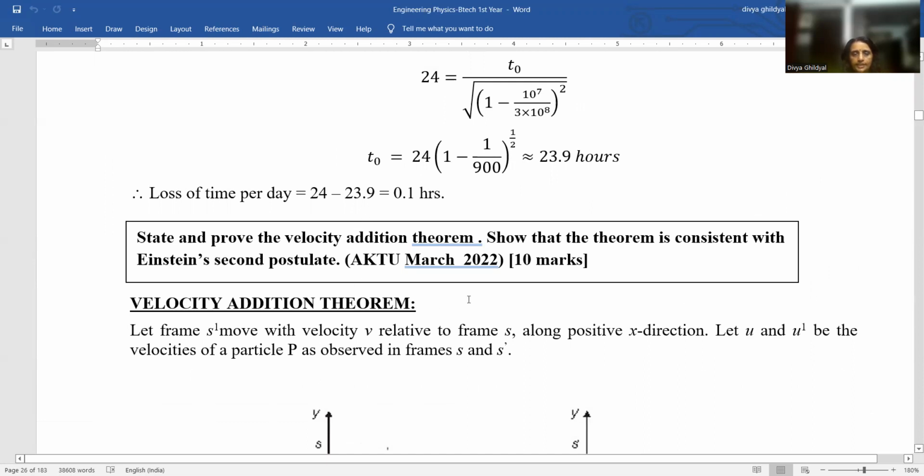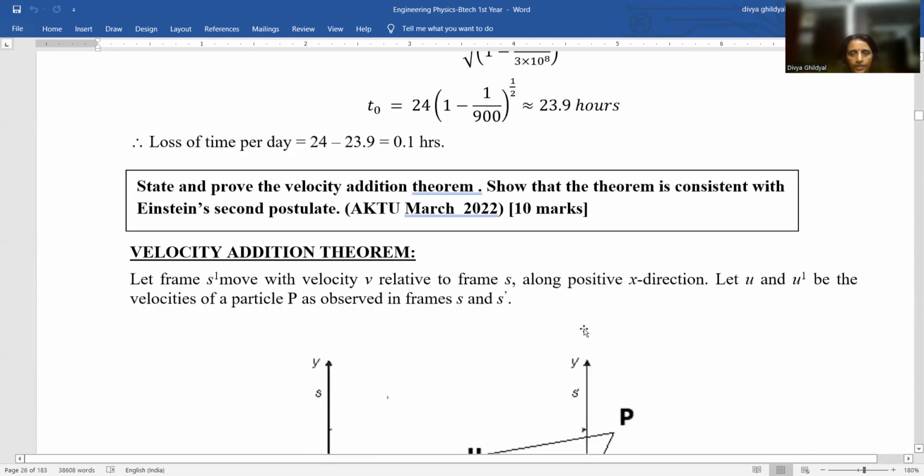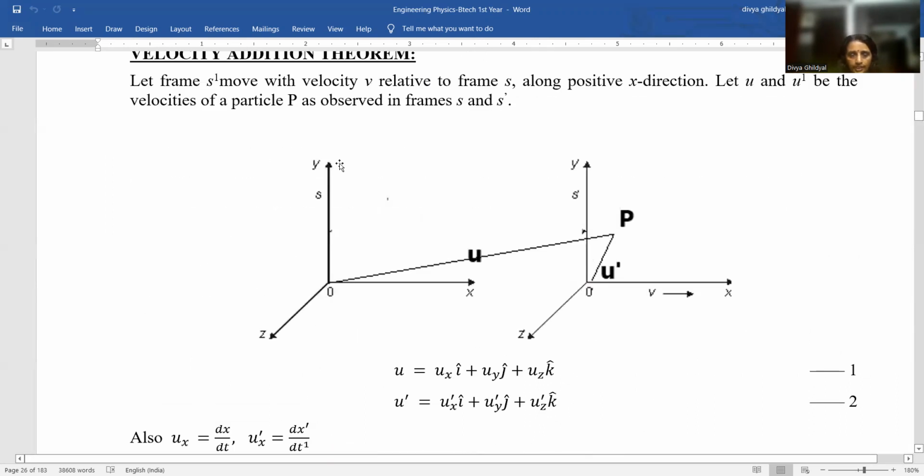As you can see, it has been asked and it comes as a 10-mark question. State and prove the velocity addition theorem. Show that the theorem is consistent with Einstein's second postulate. Okay. First, we will draw a diagram.